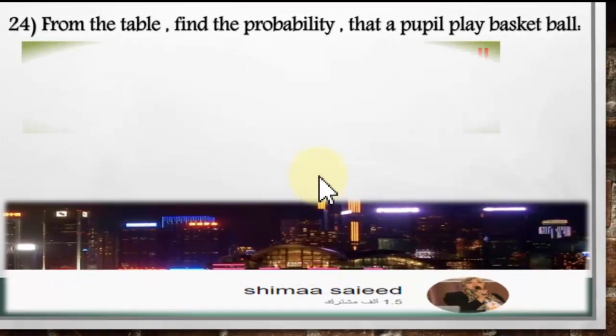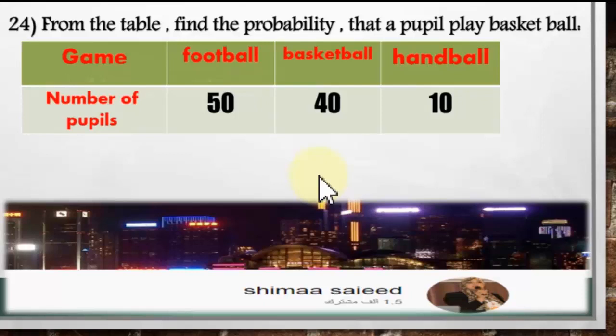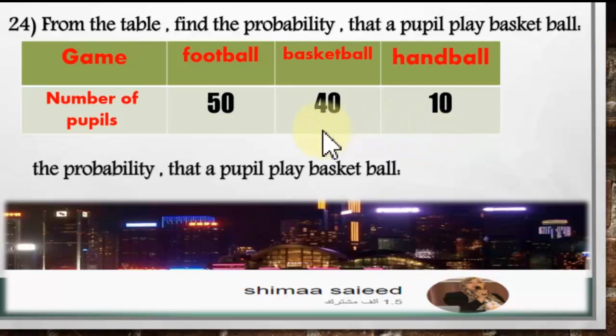From the table, find the probability that a pupil plays basketball. Okay, the number of all pupils equals 50 plus 40 plus 10. 50 plus 40 equals 90. 90 plus 10 equals 100. So, if we want to get the probability that the pupil plays basketball, we will write 40 over 100. 40 over 100 in the simplest form, we will divide both terms by 20. 40 divided by 20 equals 2. 100 divided by 20 equals 5.